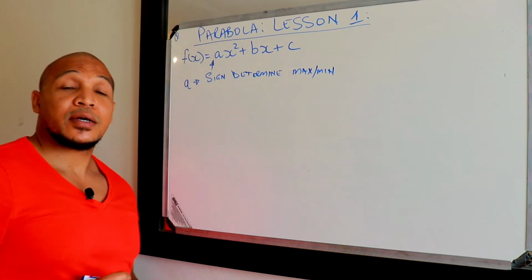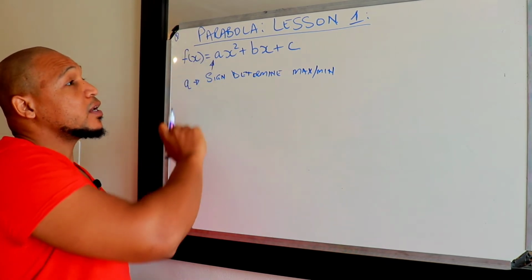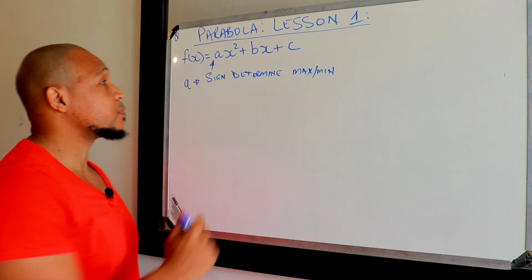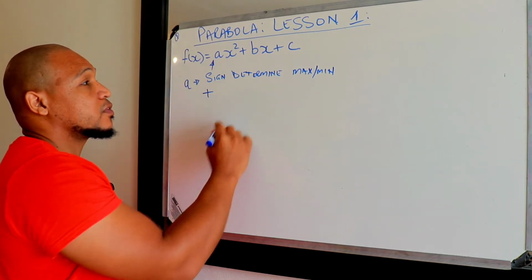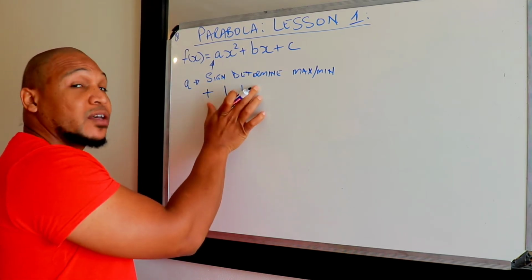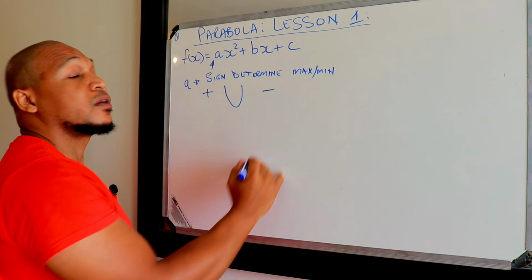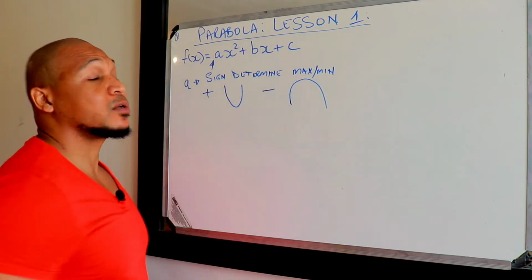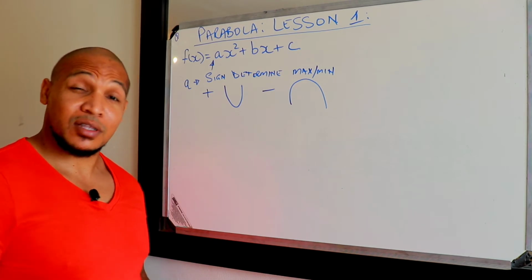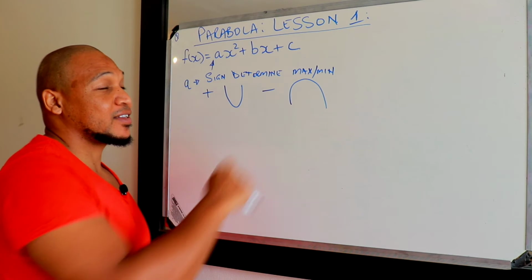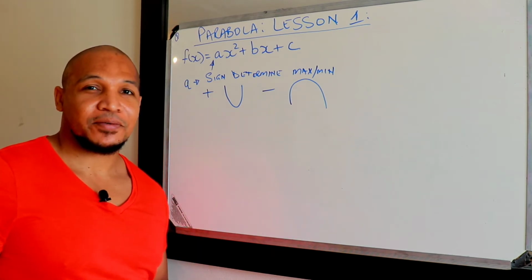The A, or the sign of A, determines if the parabola will have a maximum or minimum. If it is positive, the parabola will have a minimum and it will concave upwards. If it's negative, the parabola will have a maximum and it will concave downwards. Or you can think of it like this: positive, smile; negative, sad, upside down.